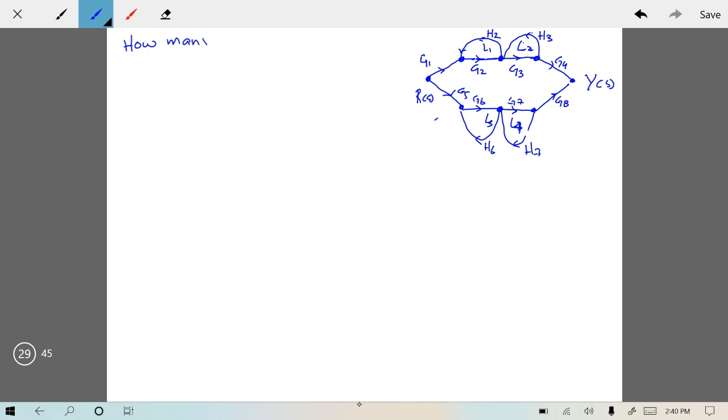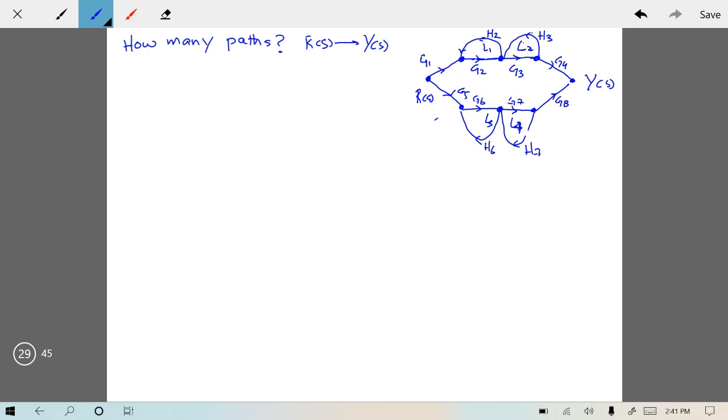How many paths from R of S to Y of S? So pause the video and just figure it out. How many paths are there from R of S to Y of S?